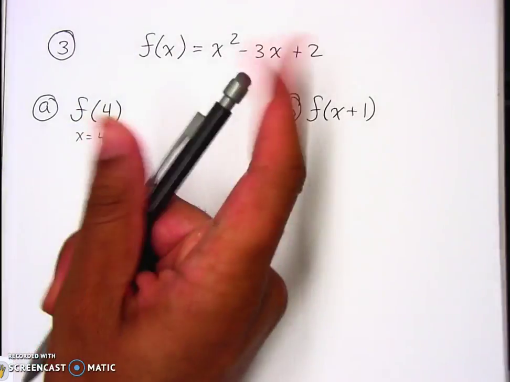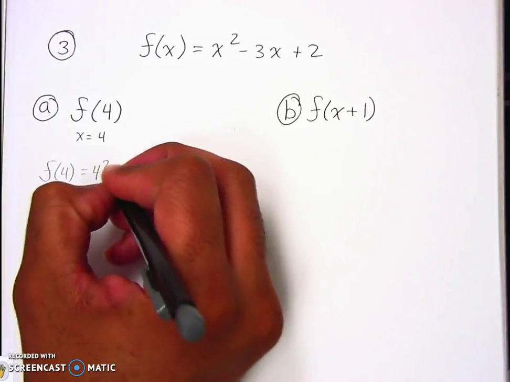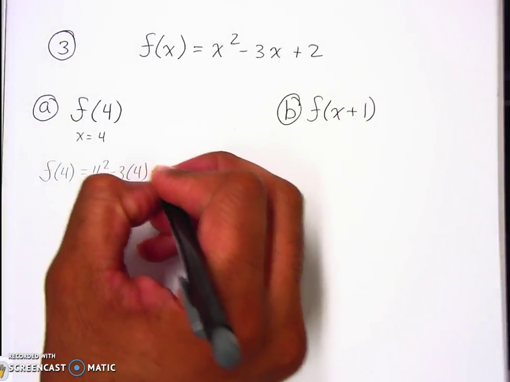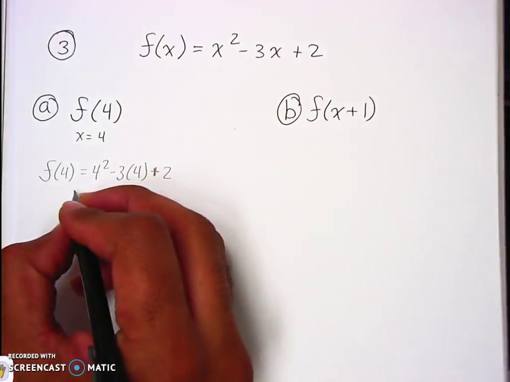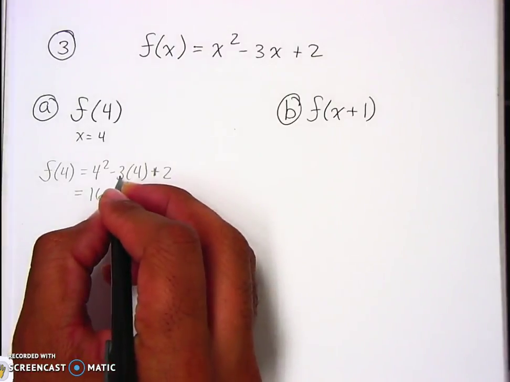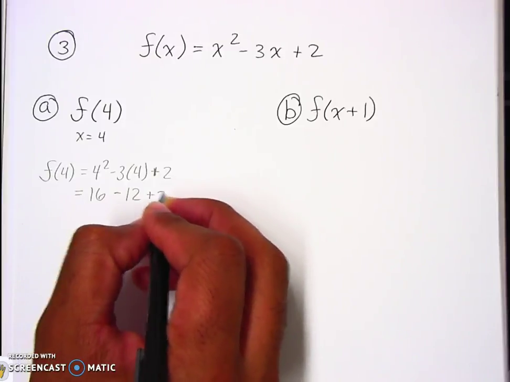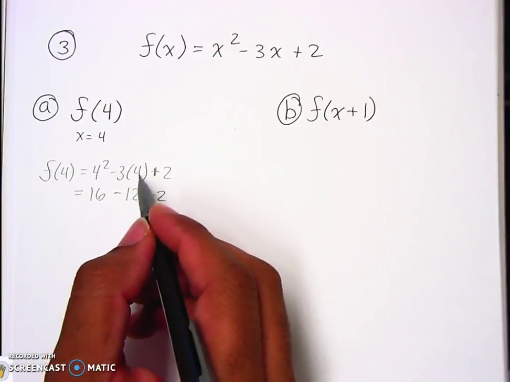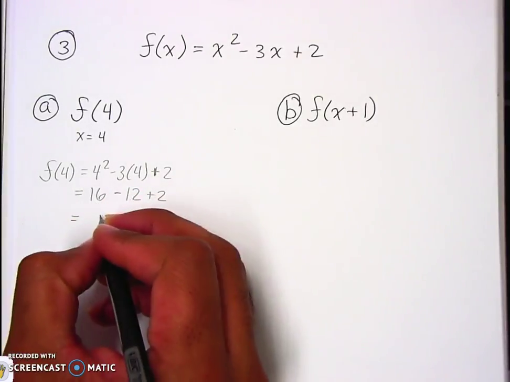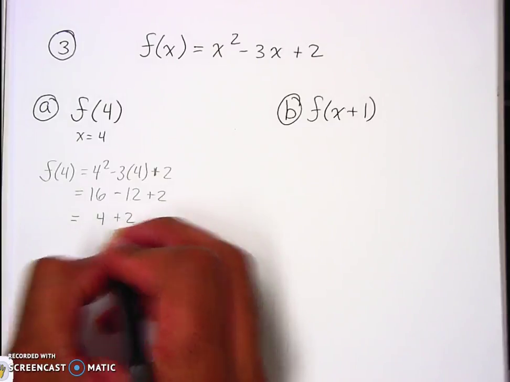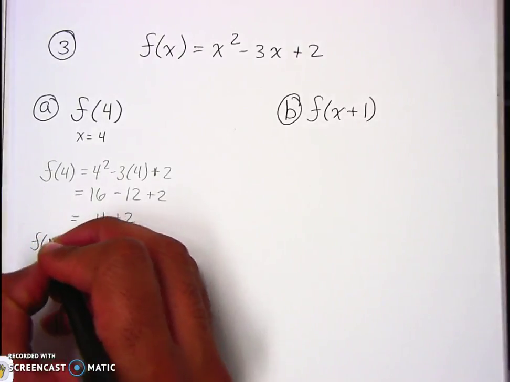So f of 4 here, we're going to do 4 squared minus 3 times 4 plus 2. And then we're going to work everything out. So 4 squared is 16. 3 times 4 is 12. Keep that negative sign there. And plus 2. Or negative 3 times 4 is negative 12. It's up to you how you write that. All right, so 16 minus 12 is positive 4. And plus 2. So it gives you 6. So f of 4 is equal to 6.